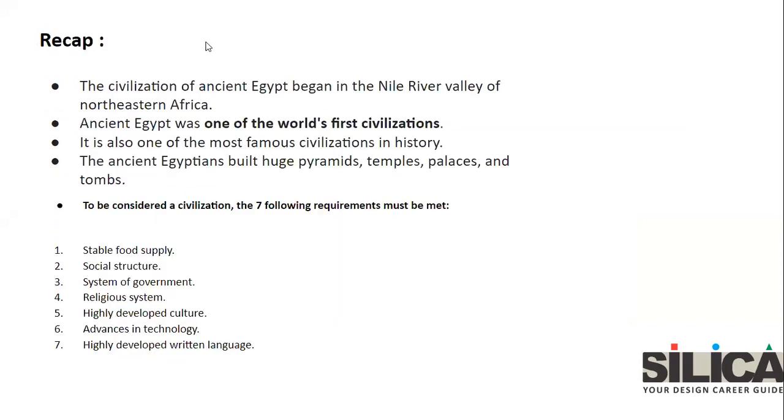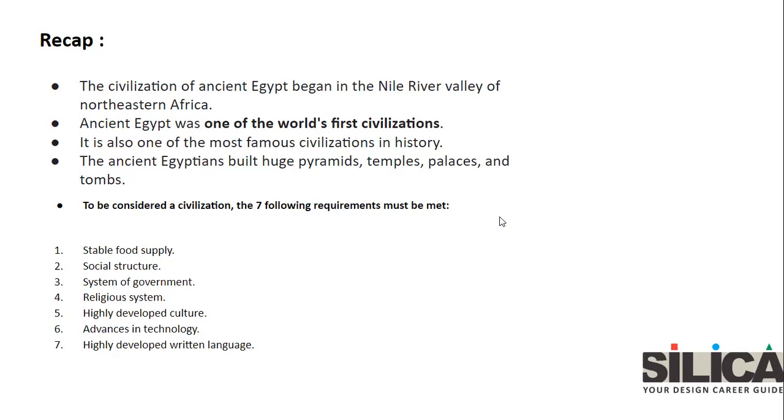So let's have a quick recap. The civilization of ancient Egypt began in the Nile River Valley of northeastern Africa. Ancient Egypt was one of the world's first civilizations. It is also one of the most famous civilizations in history. The ancient Egyptians built huge pyramids, temples, palaces, and tombs.